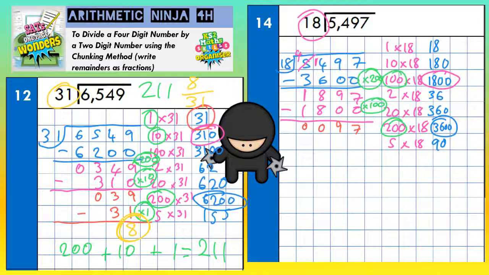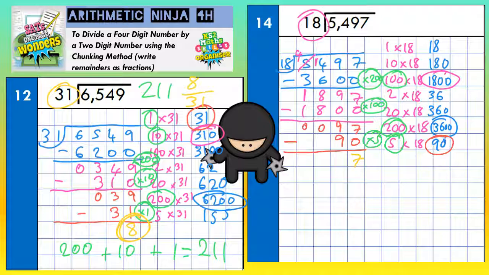Now, if you check your list of chunks, you will realise that the next biggest one is 90. So let's take away 90. We're nearly there. That, don't forget, is a chunk of 5 18s, so pop a little times 5 at the side. And 97 take away 90, you can do that in your head. That's just going to be 7. So there's 7 left. We can't go any lower than that.